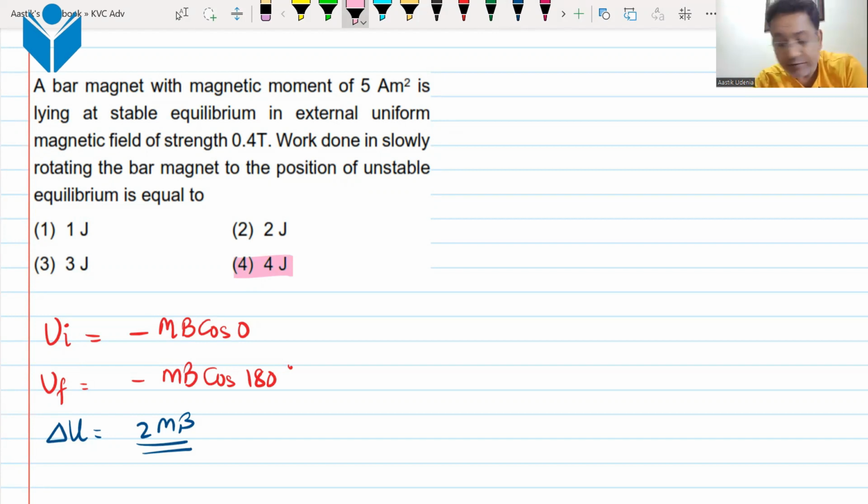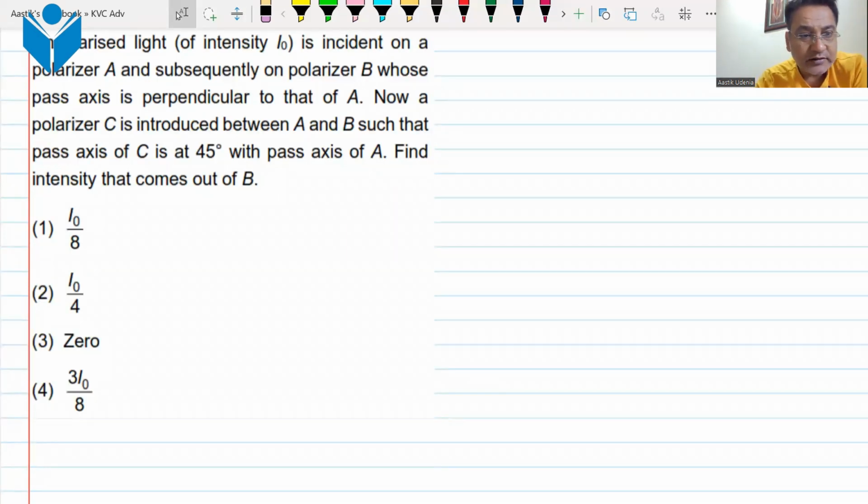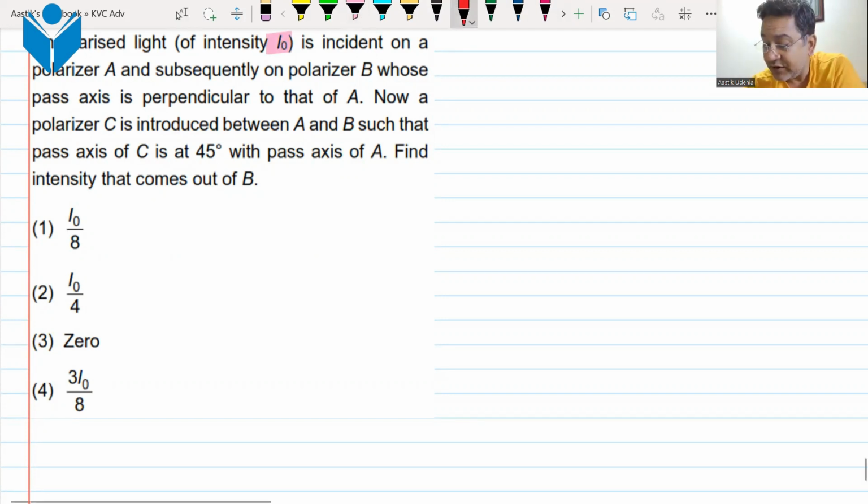Chalo then, let's move ahead and move on to this question. When we were doing polarization, I hope we have covered this. If we have not covered this, this is the time that we cover this. The question is long, but the answer is very short. Unpolarized light, whose intensity is I naught, is then incident on a polarizer. So the intensity will become I naught by 2. Then it goes through polarizer B, which is inclined at an angle of 45 degrees.